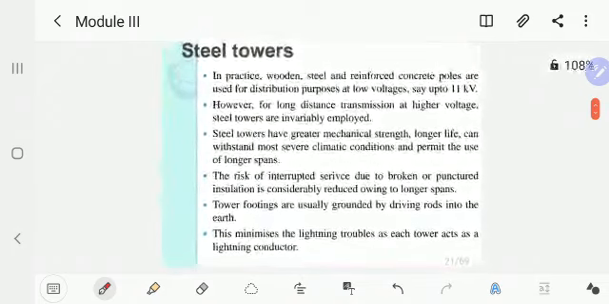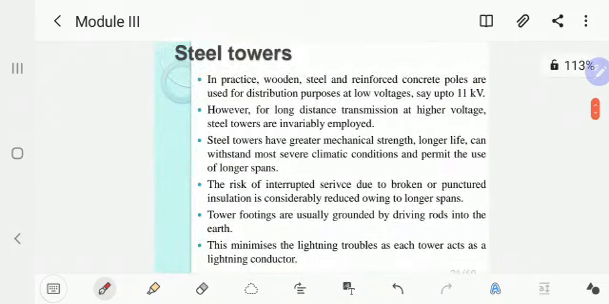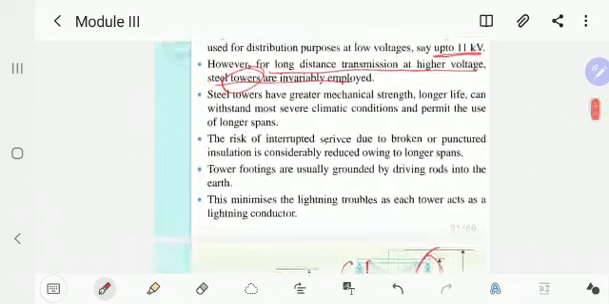Okay, the next comes the steel towers. In practice, when we are considering the wooden, steel and reinforced concrete poles, they are only used for voltages up to about 11 kilovolt. For higher voltages, we cannot go for these methods. So for longer distance transmission at higher voltage, the steel towers are used. Steel towers are being used, not poles, towers are used.